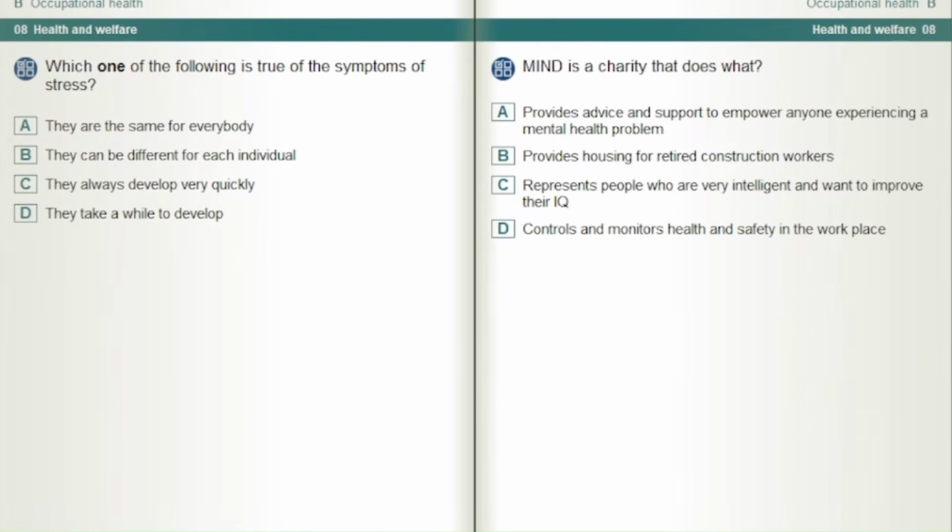Which one of the following is true of the symptoms of stress? They are the same for everybody. They can be different for each individual. They always develop very quickly. They take a while to develop.